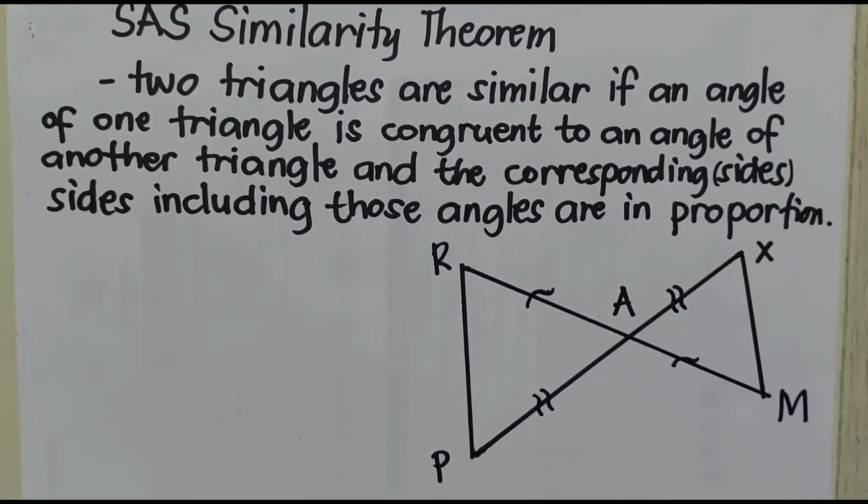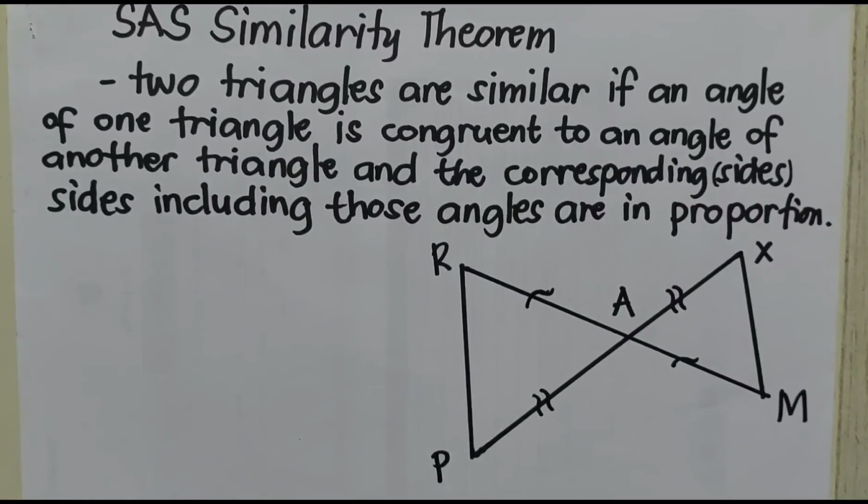We have here the SAS Similarity Theorem, or side angle side. It states that two triangles are similar if an angle of one triangle is congruent to an angle of another triangle, and the corresponding sides, including those angles, are proportional. Now, let us consider these two triangles.